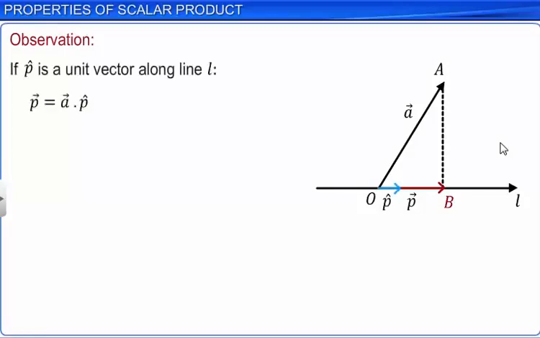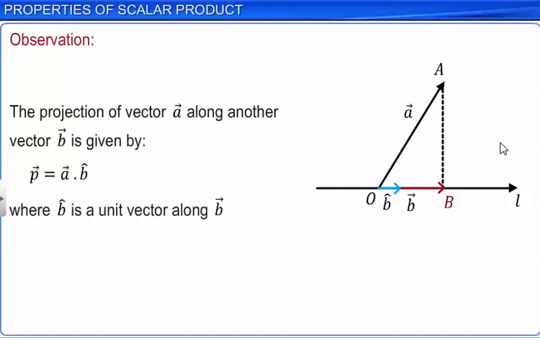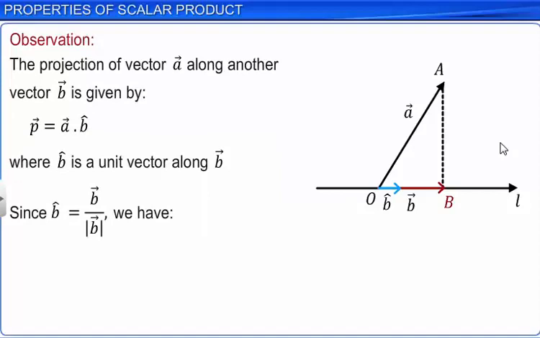Let us replace line L with another vector B and find the projection of vector A on vector B. The projection vector of vector A on vector B is equal to the dot product of vector A and unit vector along vector B. The projection vector of vector A along vector B is also given by the dot product of vectors A and B divided by the magnitude of vector B.